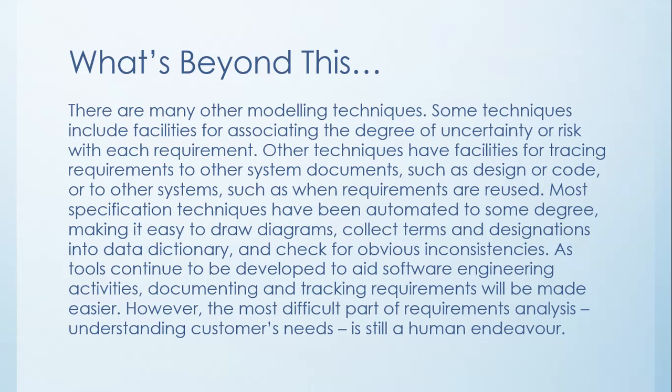Okay, so what's beyond this? There are lots of other modeling techniques that I probably won't mention in this course. Some techniques include facilities for associating a degree of uncertainty or risk with each requirement, and that's sometimes important, especially when you're doing risk analyses and these kinds of things. Like say if you choose a spiral approach, or you're just doing any kind of risk reduction technique. Other techniques have facilities for tracing requirements to other system documents, such as design or code, or to other systems, such as when requirements are reused. I'll show you one technique for that when we're talking about requirements management.